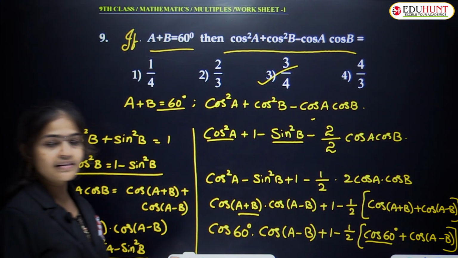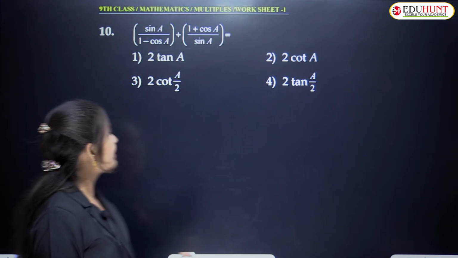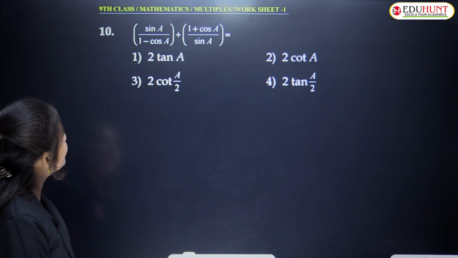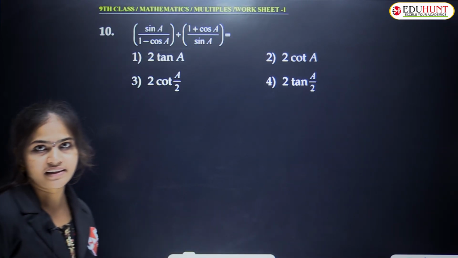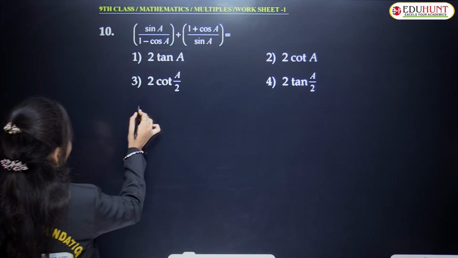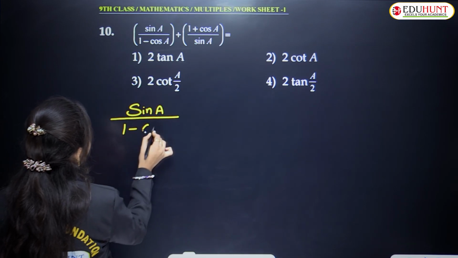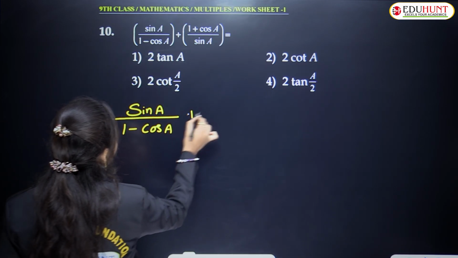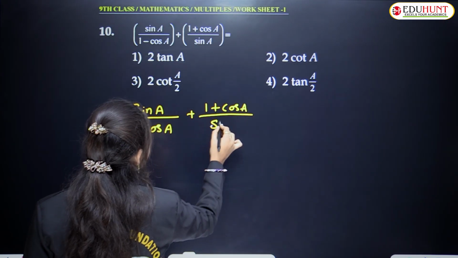Okay, so let us see the next question. That is the 10th question. So what is the 10th question? See here: sin a by 1 minus cos a plus 1 plus cos a by sin a. So see what they have given here: sin a by 1 minus cos a plus 1 plus cos a by sin a.